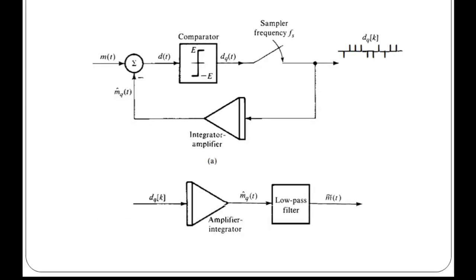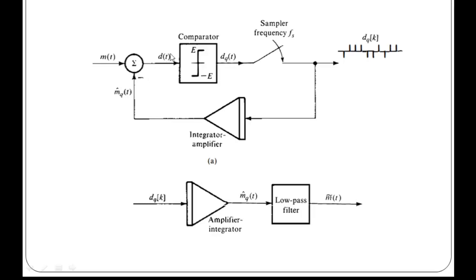Delta modulation transmits only 1 bit per sample. Here the present sample value is compared with the previous sample value, and this results in whether the amplitude is increased or decreased, and that will be transmitted. The input signal is approximated to a step signal by the delta modulator. This step size is fixed. So you can see here we have the incoming signal mt and the predicted version of the signal, that is mqt.